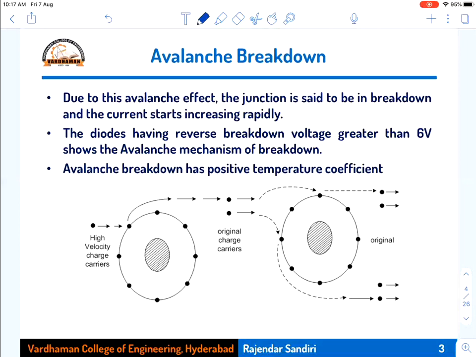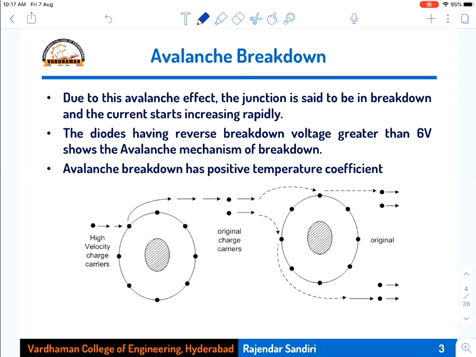So diodes having reverse breakdown voltage greater than 6 volts show the avalanche mechanism of breakdown. Avalanche breakdown has a positive temperature coefficient. The process of this avalanche breakdown mechanism will be explained in this diagram.